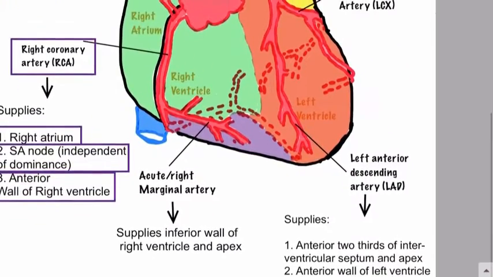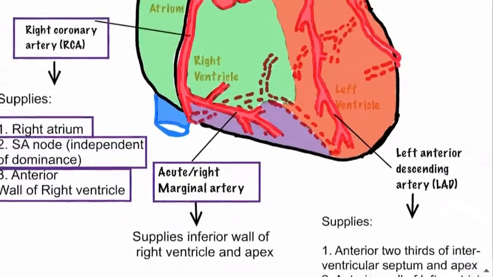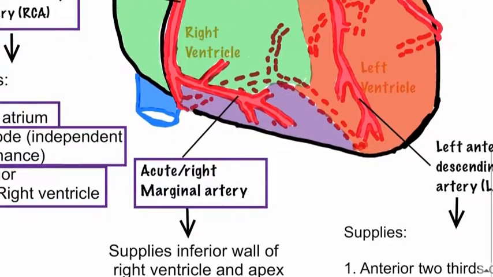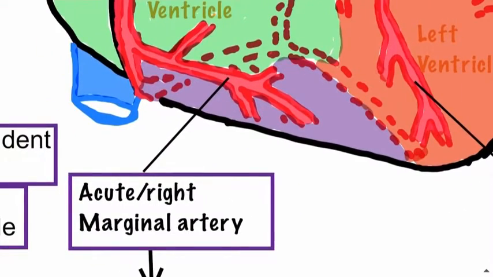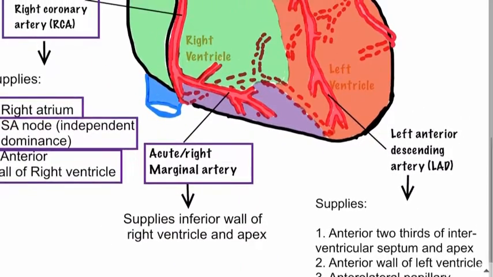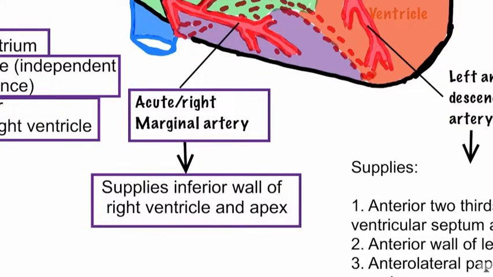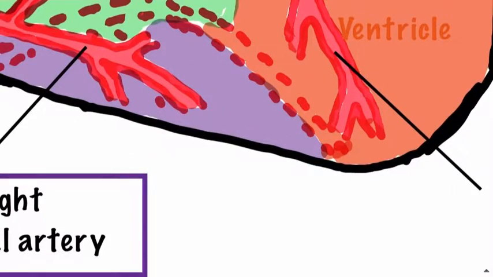Okay guys, if we talk about the acute or right marginal artery, it is a branch of the right coronary artery, and the region supplied by the right marginal artery or acute marginal artery is shown with the purple. It supplies the inferior wall of the right ventricle, and it also supplies part of the apex.